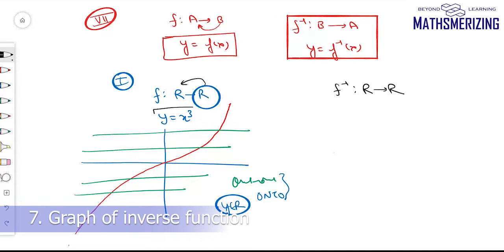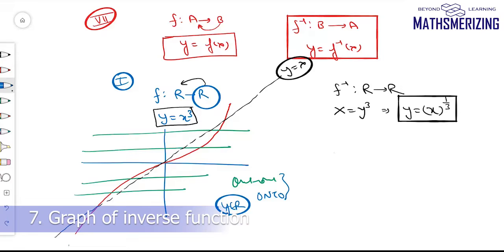In order to write its inverse function, what I'll do is interchange x and y. So I'll write x equals y cube, or I can simply write y is x to the power 1 by 3. So the inverse of the function y equals x cube is y equals x to the power 1 by 3. Now we'll draw the graph of the cube root of x. One way of doing it is, on the graph of y equals x cube, I'll draw the y equals x line, and then take the reflection of the graph of f(x) about the y equals x line.